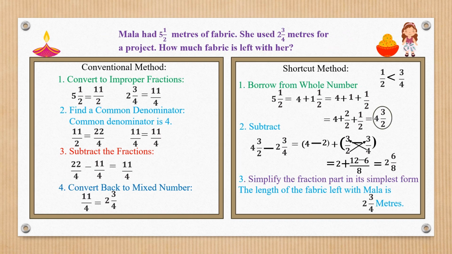Here is exactly a similar question. Mala had 5.5 meters of fabric. She used 2 3/4 meters for a project. How much fabric is left with her? So left means it is very clear it is on subtraction. You try both the conventional method and the shortcut method. I have done both here. You can pause the video, do it yourself and verify your answer.